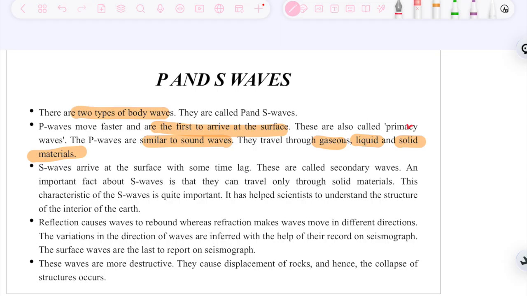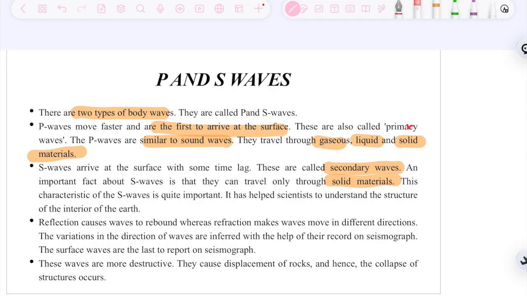S waves arrive at the surface with a certain type of lag. These are called secondary waves. An important fact about S waves is that they can only travel through solid material. This characteristic of S waves is quite important. It has helped scientists to understand the structure of the interior of Earth. So the important point that we have to remember about S waves is that they are also called secondary waves, and point number 2 is that they can only travel through solid materials. They do not travel through liquid material or gaseous material.